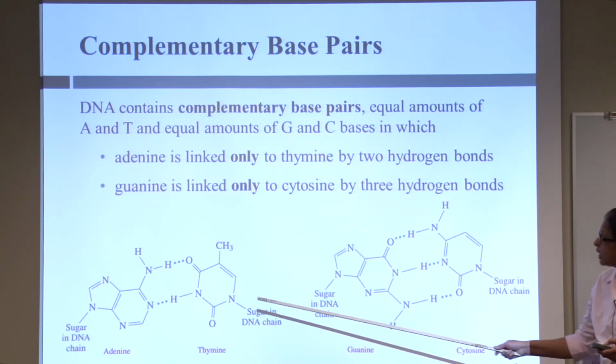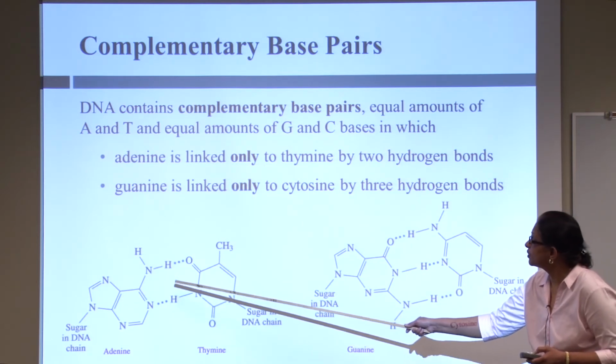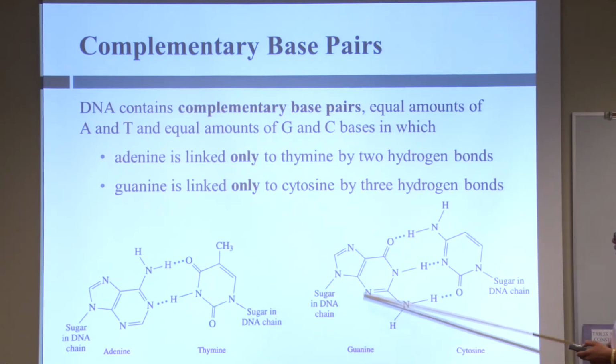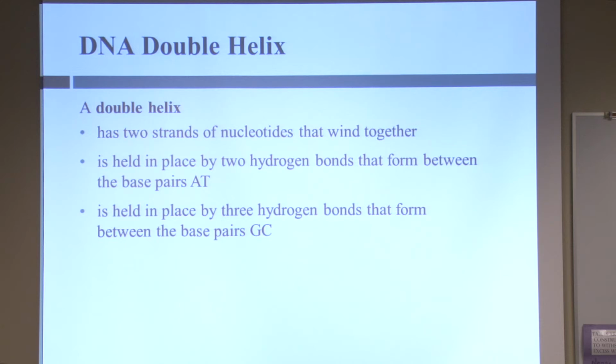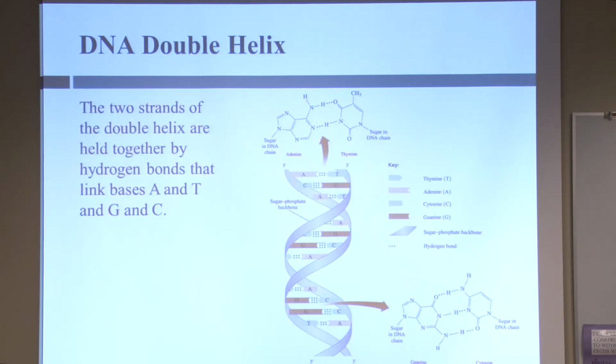So where are the hydrogen bonds? You can see these are the hydrogen bonds. There are two locations here, and three locations here. So we have two and three hydrogen bonds. A double helix has two strands of nucleotides that wind together, held in place by two hydrogen bonds between the base pairs adenine and thymine, and by three hydrogen bonds between the base pairs guanine and cytosine. And this is what we were looking at.